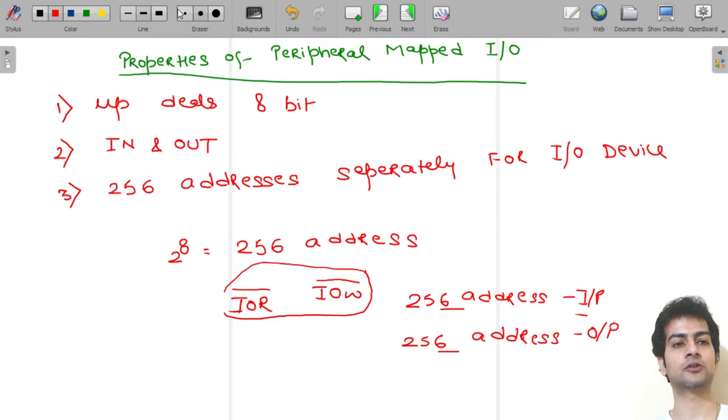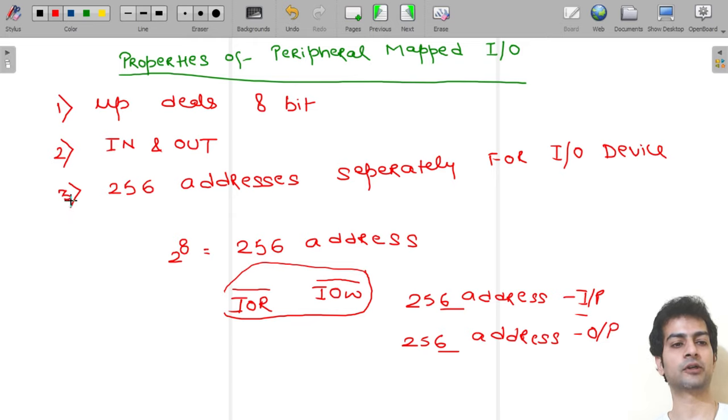First, they will ask you whether, in peripheral mapped input output, 8-bit addresses or 16-bit addresses are used. Its answer will be 8-bit address. Then the second question may be: what are the instructions used for peripheral mapped input output? They will give you IN instruction, OUT instruction, STA, LDA. Then its answer will be IN and OUT.